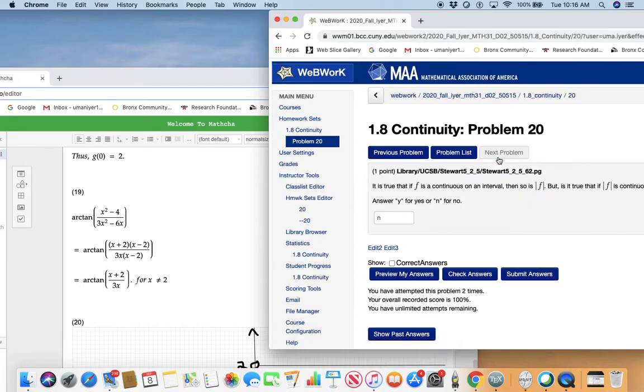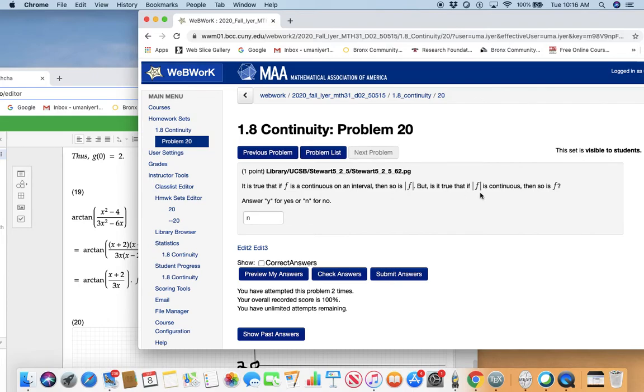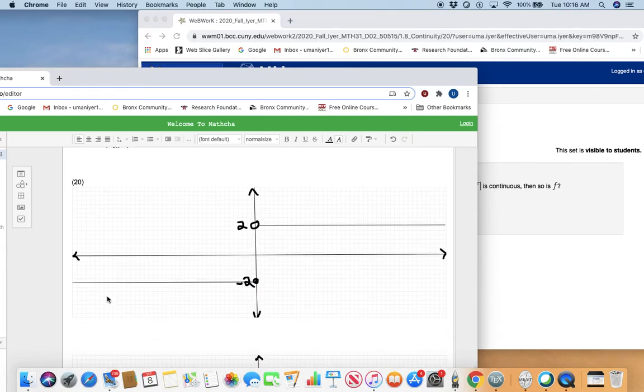Good. Next problem. If f is continuous, then absolute value of f is also continuous. But if the absolute value is continuous, then can you say that f is continuous? Not true. Okay. The answer is no. Let's see. Here is my f. So notice my function is piecewise defined. From 0 onwards it takes height 2, to the left of 0 it takes height -2. So this is not continuous.